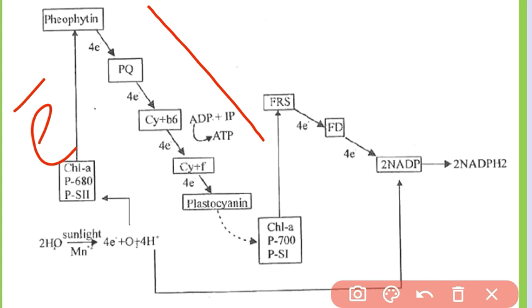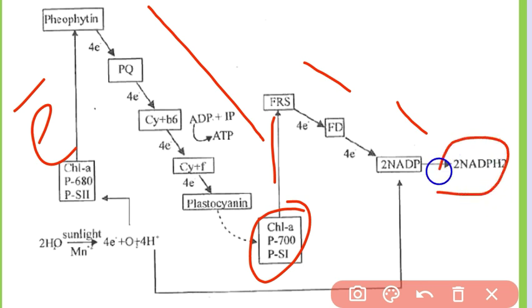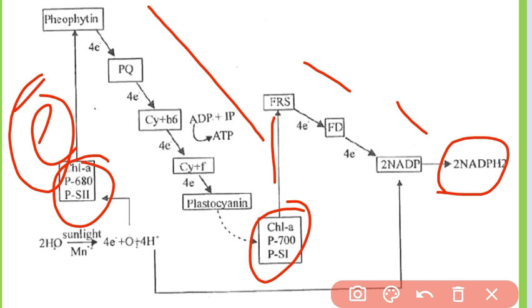Pheophytin, so plastoquinone to cytochrome B6, cytochrome F, plastocyanin, and plastocyanin to then photosystem first to a pyridoxine reducing substance, then to pyridoxine and then to NADP, where the NADP gets converted into NADPH2. In this case, this electron never comes back to photosystem second. It is accepted by NADP, so the electron does not get cycled.